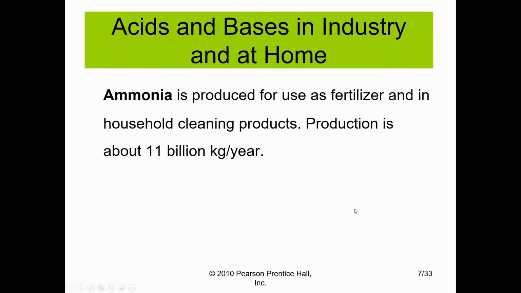The other commonly used base is ammonia. Ammonia's production is vastly used as a fertilizer. So anywhere where you see a large amount of crops or farms, huge amounts of ammonia are being used. And this ammonia can actually build up in the environment, which is something that we'll talk about in the water and air chapter, and lead to some negative downstream effects. But our production of ammonia is about 11 billion kilograms per year.